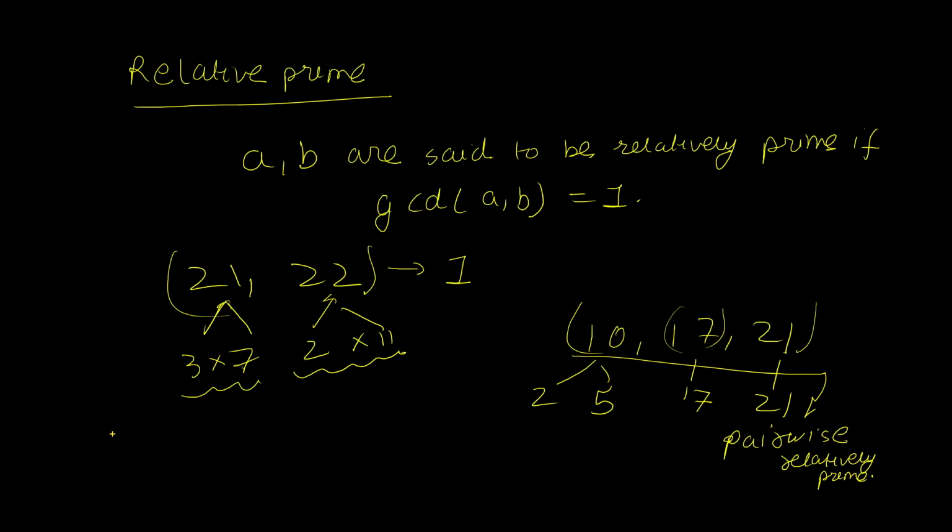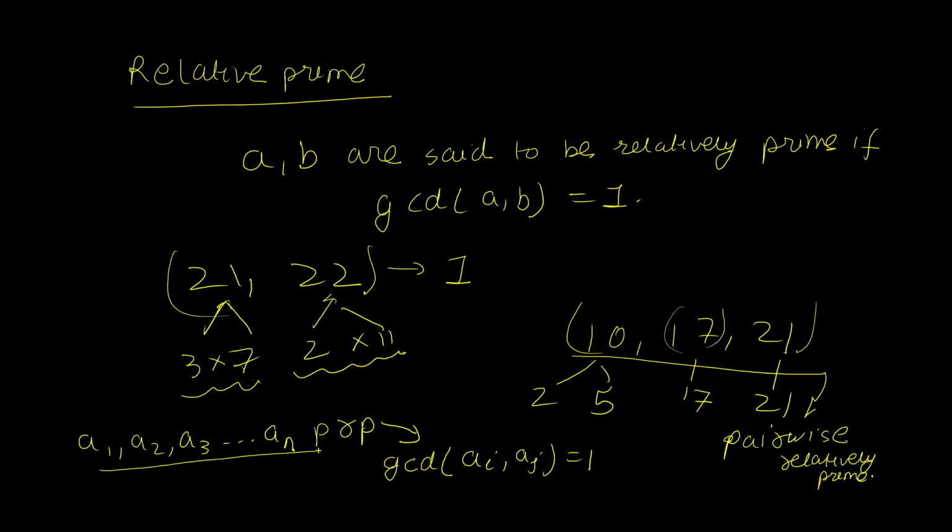To define this formally, a set of integers, let's say a1, a2, a3 all the way up to an, are said to be pairwise relatively prime if and only if the GCD of every pair is 1, and I express that by writing it this way. The GCD of every ai, aj is going to be 1, and i and j range over the entire series from 1 to n. I mention that fact by writing that both i and j range between 1 and n.